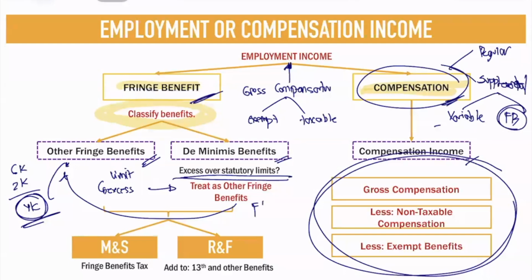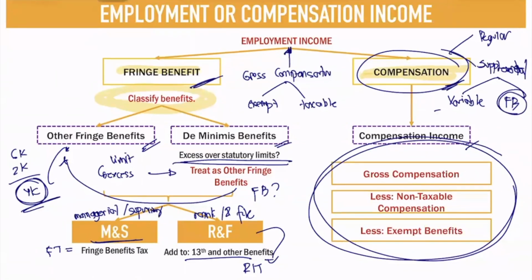Now, how do we tax a fringe benefit? We said earlier that fringe benefit can be subjected to a fringe benefit tax. So when can we tax it as fringe benefit tax? We determine the type of employee who received the fringe benefit: managerial or supervisory, or rank and file. If it is managerial or supervisory, it is subject to final tax known as fringe benefit tax. But if rank and file, it is treated as part of your regular income tax, but you add it to 13th month pay and other benefits.